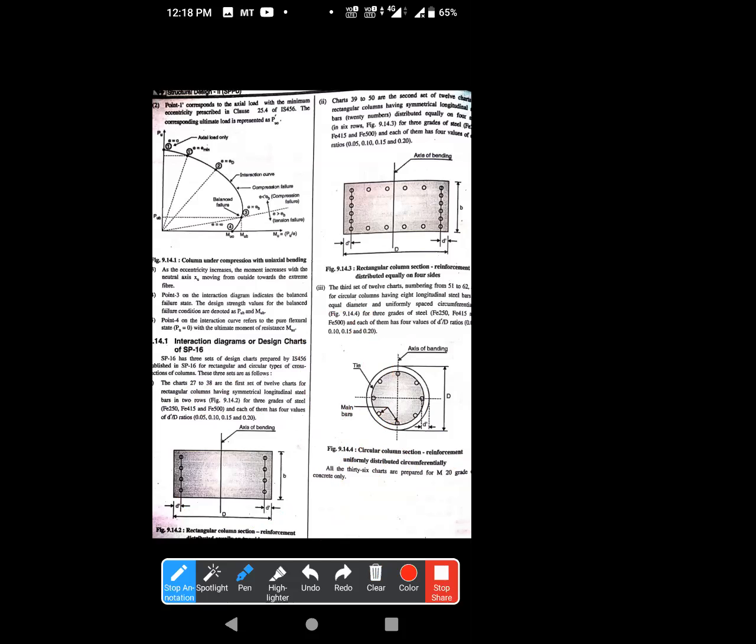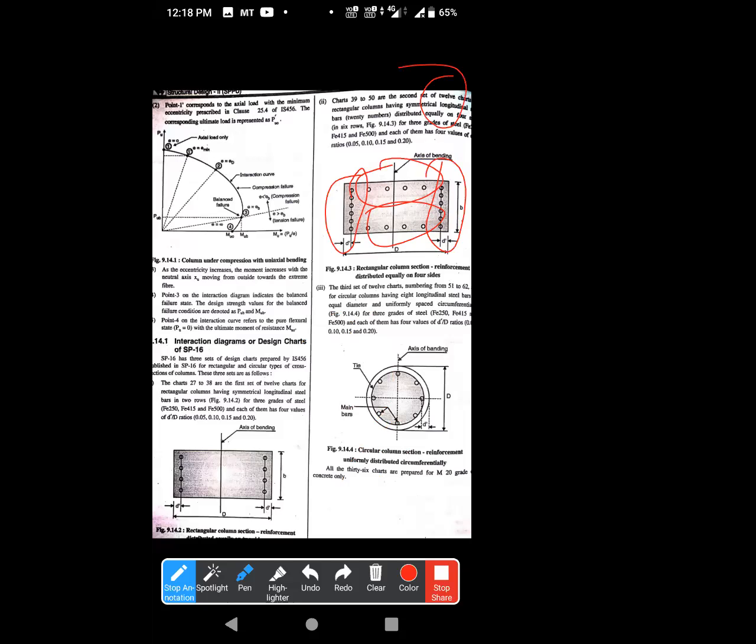Next, charts number 39 to 50 are the second set of 12 charts in which bars are provided at both the sides, at this side as well as at this side. Again, only 12 sets of charts are available.